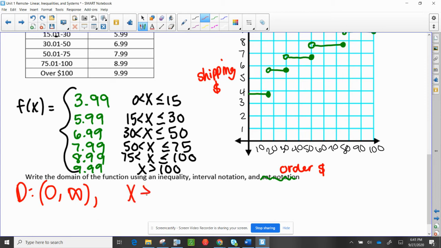So x could be greater than or equal to 0. And again, we're talking about how much we spend on our order. So we don't want any negatives. We can spend anything greater than or equal to 0 online for her present. Okay.